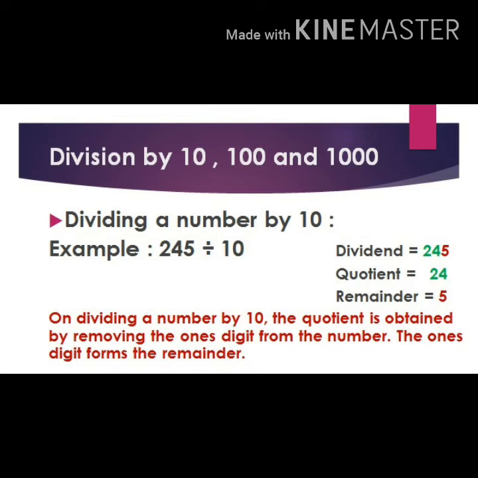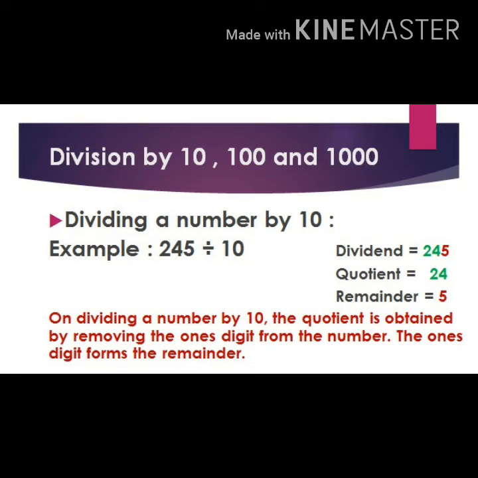These properties are division by 10, 100 and 1000 or the numbers with 0 and 1. First of all, we will learn dividing a number by 10. I have explained the same with the help of an example. Here I have divided 245 by 10. Now it is very easy to find out the answer without any calculation.